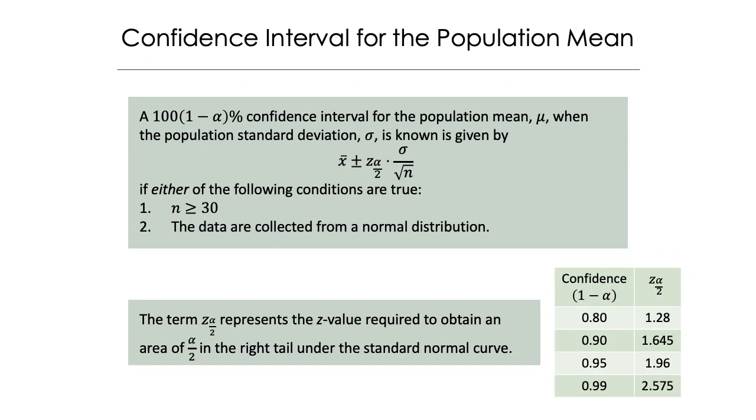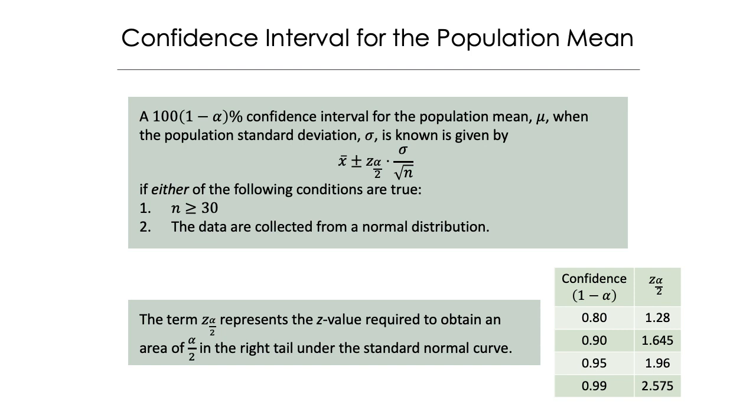A 100 times 1 minus alpha percent confidence interval for the population mean mu, when the population standard deviation sigma is known, is given by X bar plus or minus z sub alpha over 2 times sigma over the square root of n, if either of the following conditions are true. The first condition would be a large enough sample size with n greater than or equal to 30. The second condition would be the data are collected from a normal distribution. So in that case, there is no restriction on the sample size.